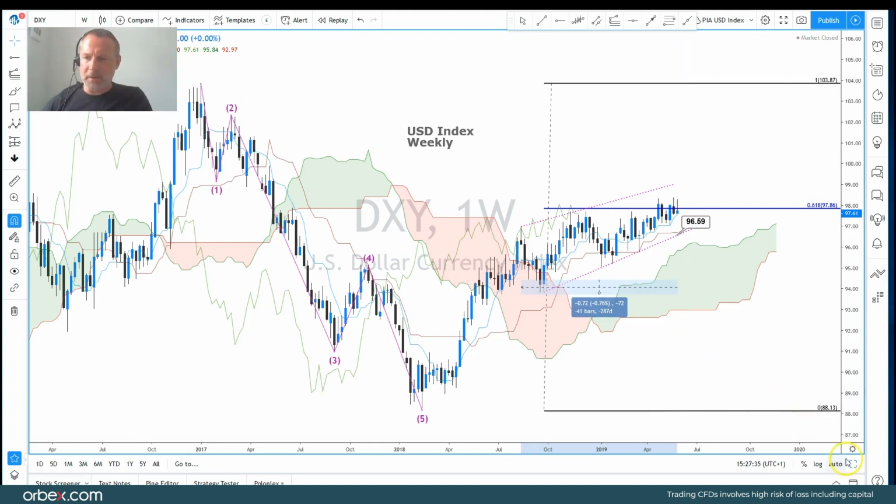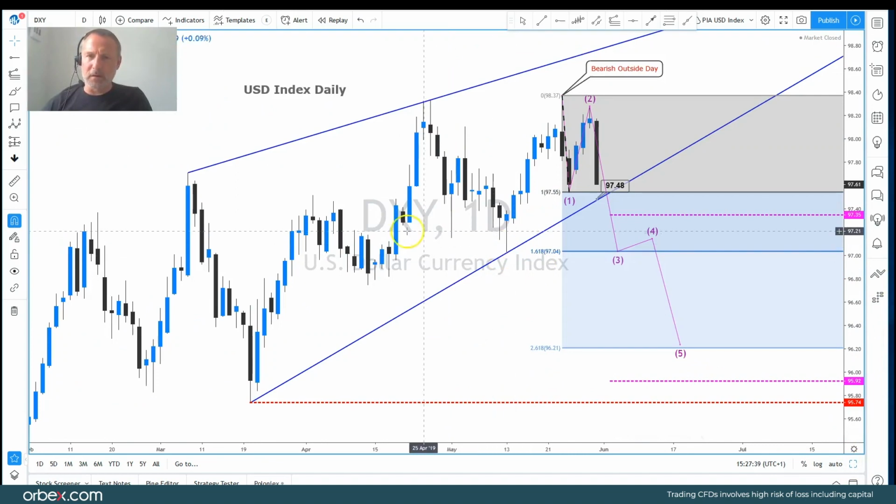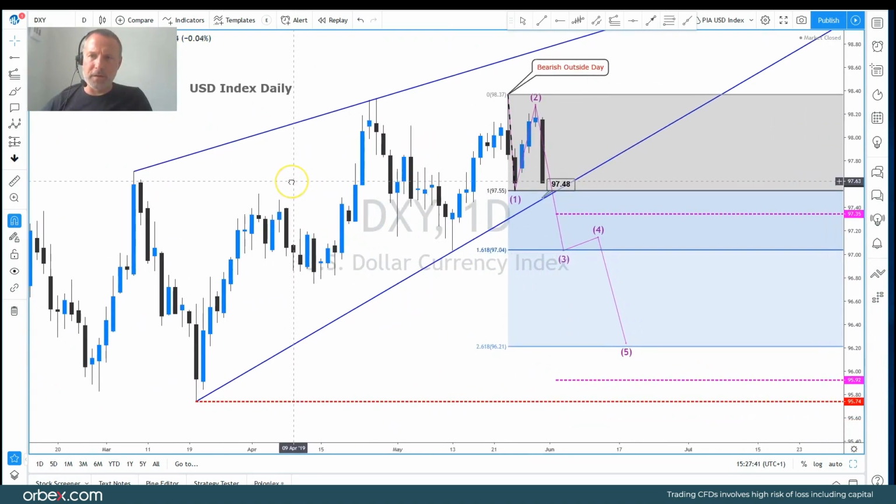If we go even shorter, and this is basically what we're looking at for this week, bearish outside day posted on the 23rd of May. That often highlights the end of a bullish trend and the start of a downward bias. We're still holding inside this wedge formation. We've got trendline support at 97.48. We've got some bespoke support at 97.35.